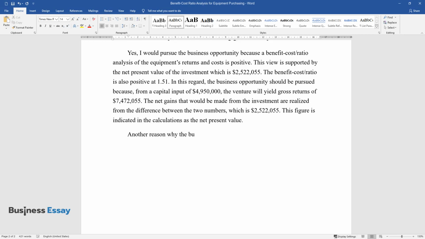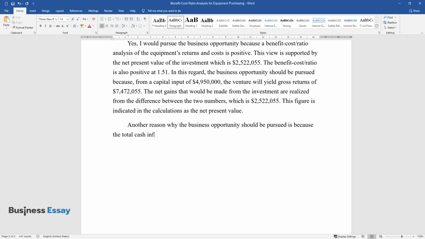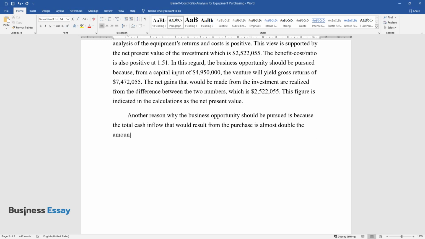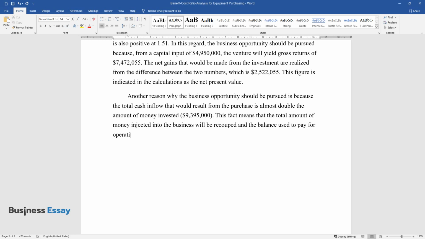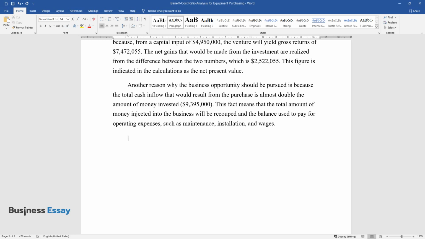Another reason why the business opportunity should be pursued is because the total cash inflow that would result from the purchase is almost double the amount of money invested, $9,395,000. This fact means that the total amount of money injected into the business will be recouped and the balance used to pay for operating expenses, such as maintenance, installation, and wages.